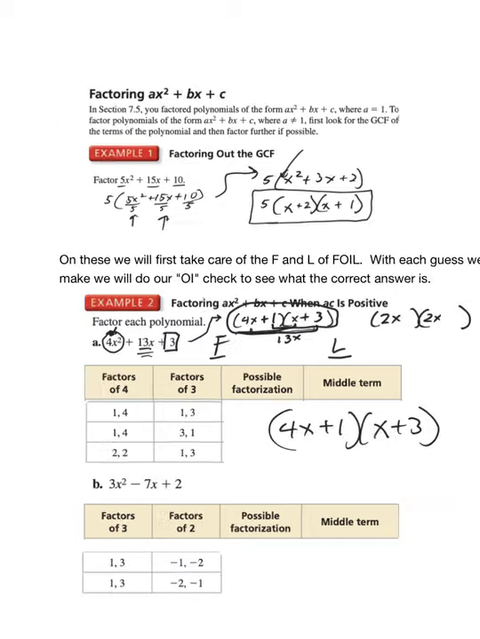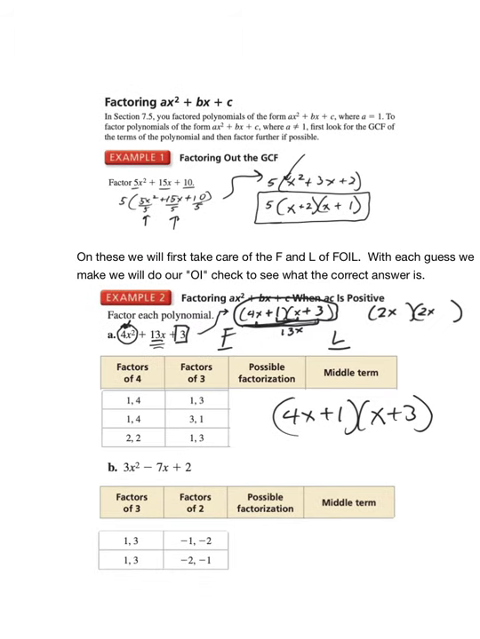The book does it a little bit more formalized. They talk about the factors of 4, in other words, this is the F, and then the factors of 3, this is my L of FOIL, and then the middle term they check later. That's our OI check for us. So we're doing this a little bit differently, if that's okay. Let's look at the next one, B.